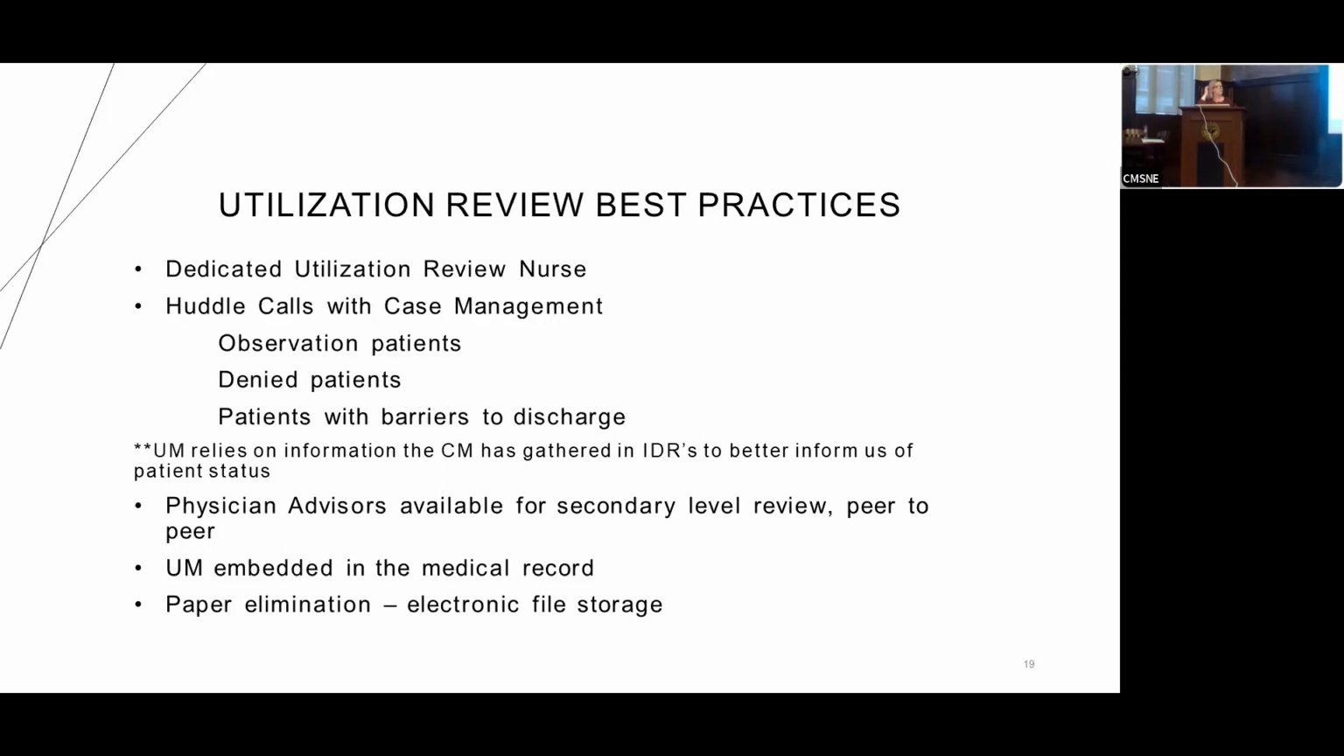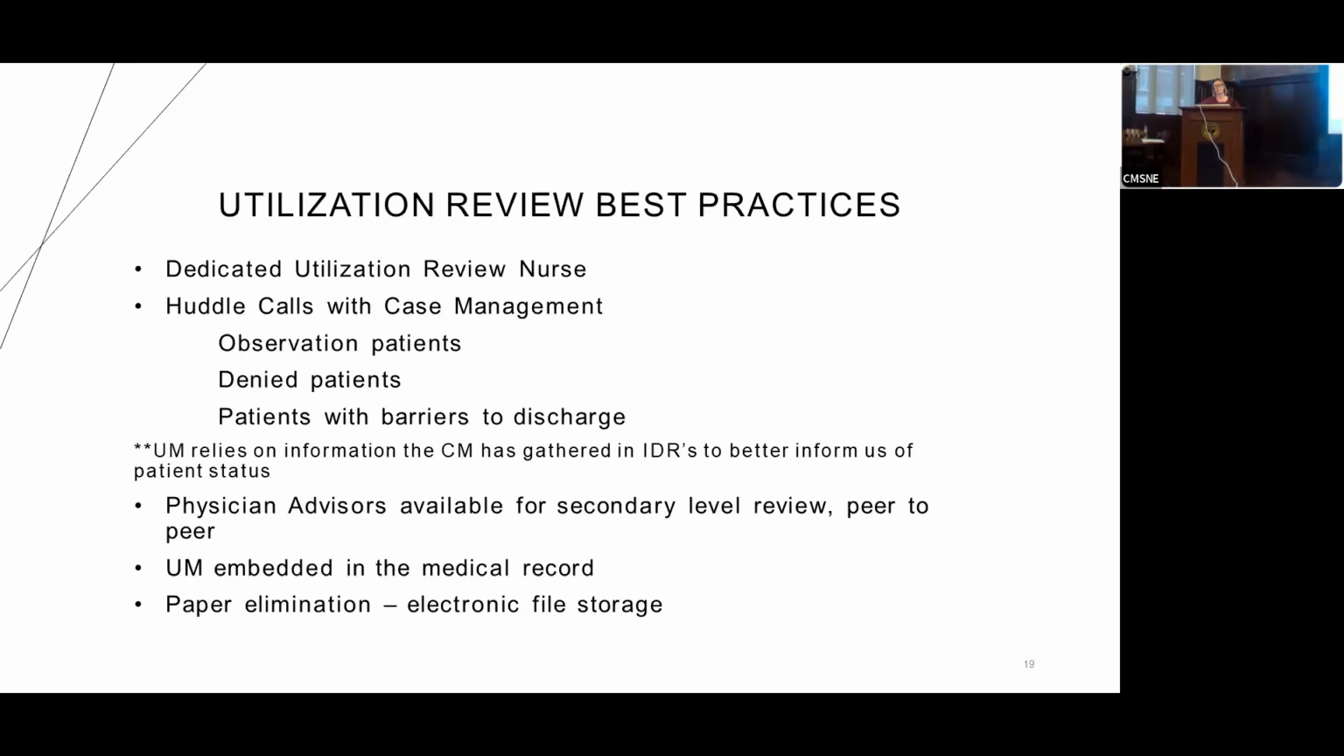We need that. We need the information from the case managers because we can't do our job without them. We need the information they've gained from interdisciplinary rounds, what they know about the patient. They're in the room talking to the patient. They can tell us what they look like, which can help us make our decisions better. And we talk about barriers to discharge, our denied patients, all of our observation patients. It's very important. We're very lucky to have physician advisors available right to our nurses every day, doing our secondary reviews and peer-to-peers, which is wonderful.